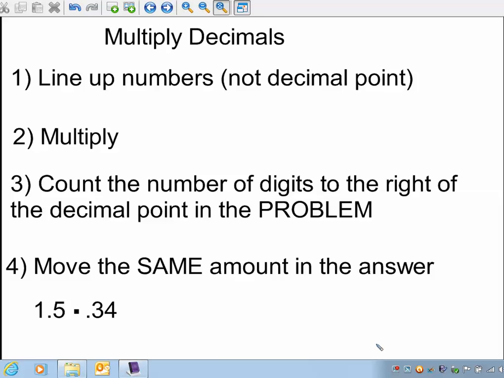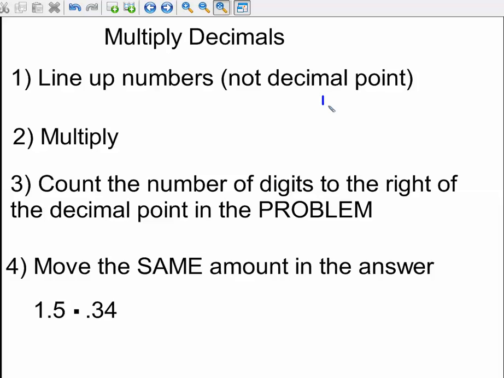So we have here 1.5 times 0.34. I'm going to write down 1.5 times 0.34. Notice how I'm lining up my numbers, not my decimal point. Then I'm going to multiply these out. So 5 times 4 is 20. Carry the 2. 4 times 1 is 4, plus 2 is 6.